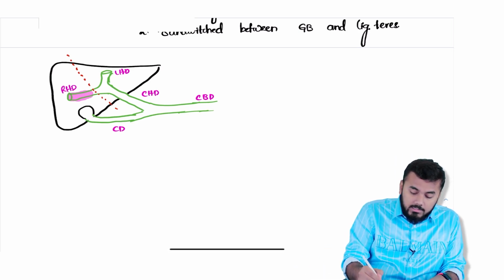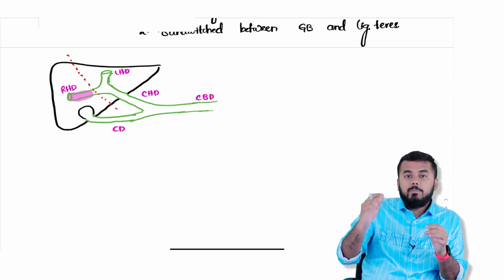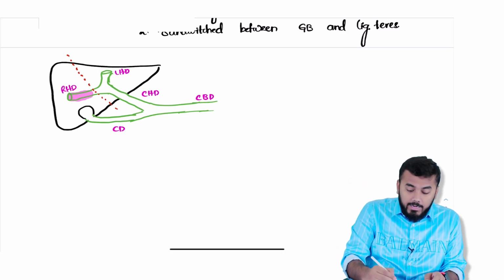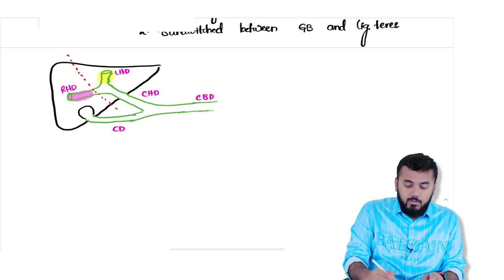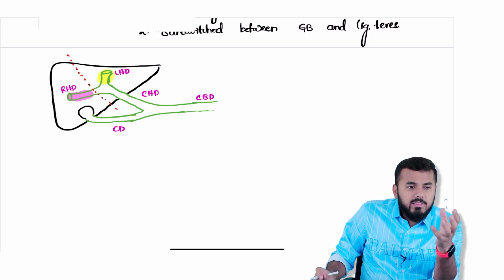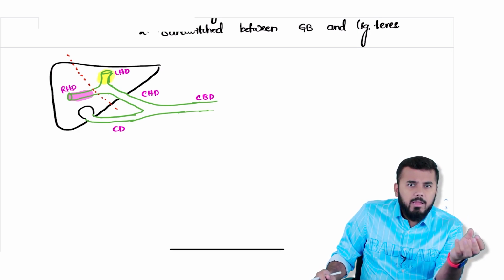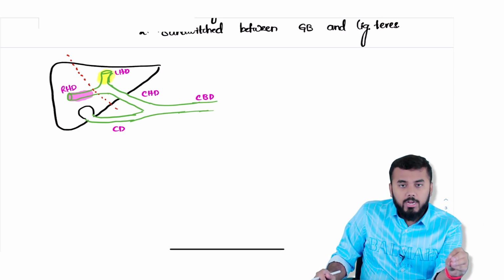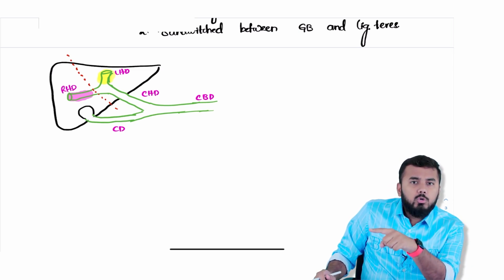Whereas if you look at segments 2, 3, 4, these segments drain their bile into the left hepatic duct. So 5, 6, 7, 8 segments are releasing the bile and draining it into the right hepatic duct, whereas 2, 3, 4 are draining their bile into the left hepatic duct.